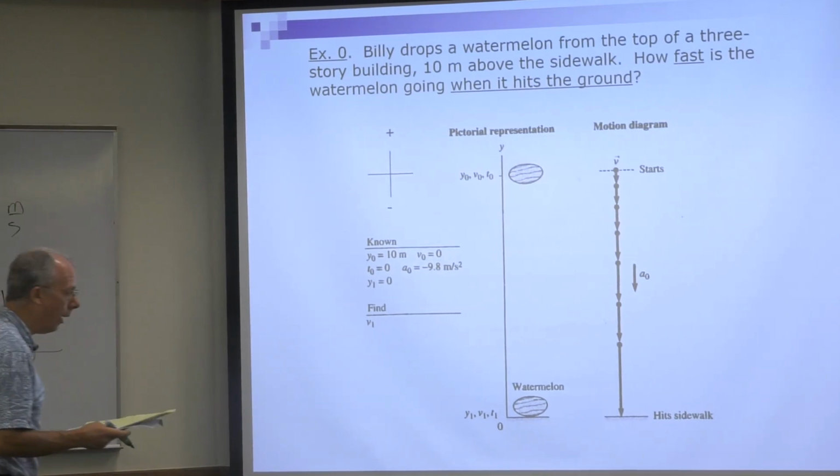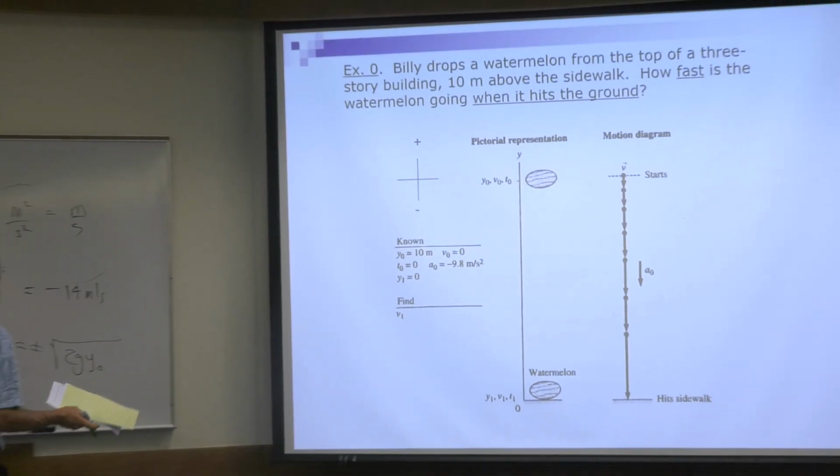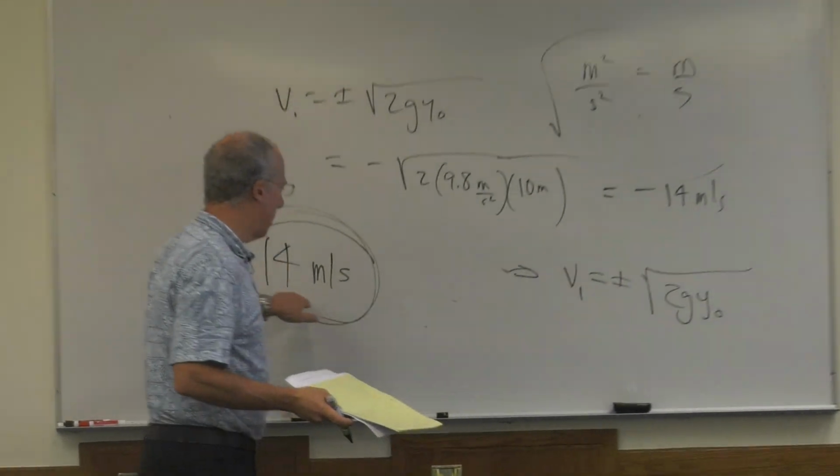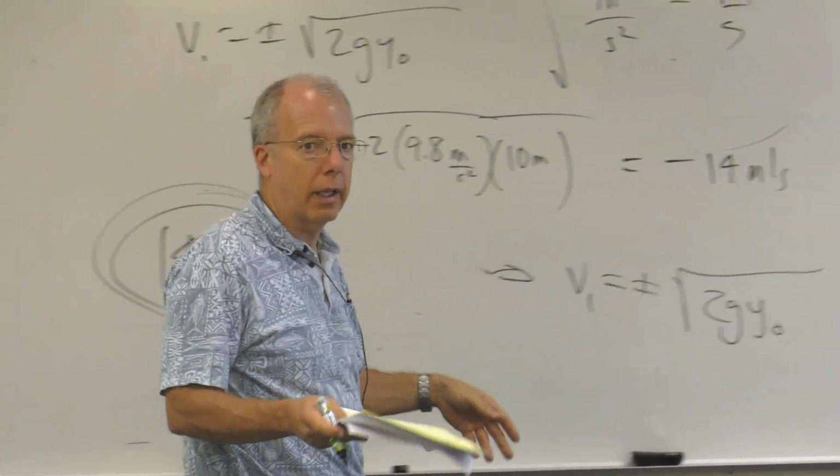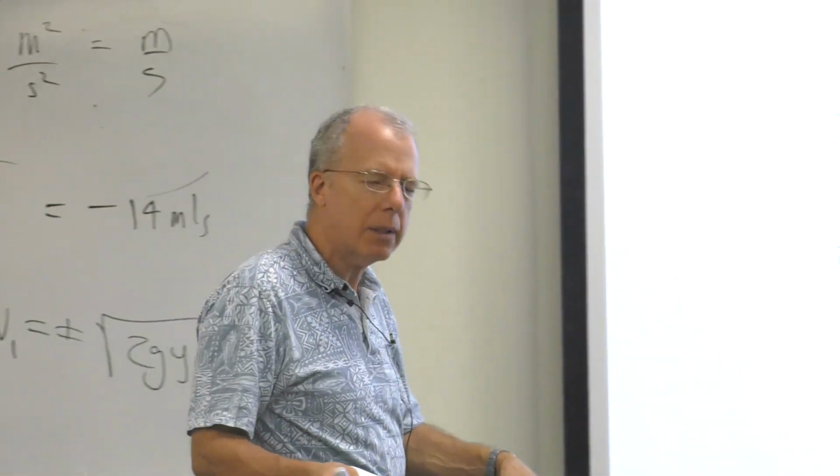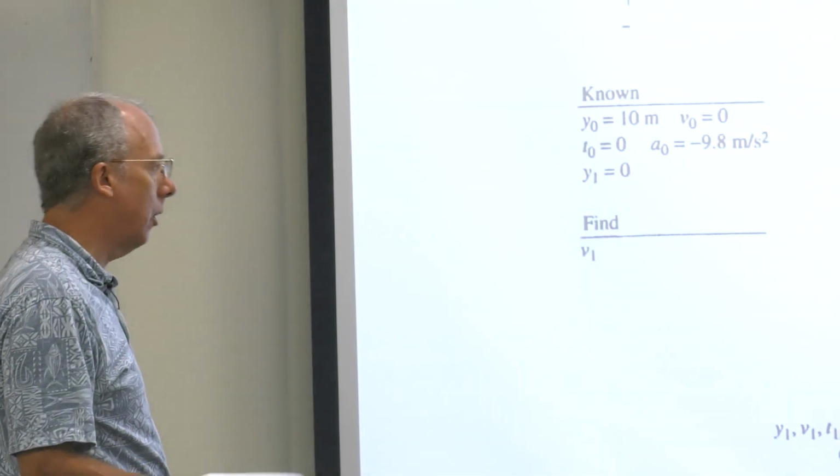Okay. Now we want to assess. Do we have the right units? Yeah. Does this number seem reasonable? Yeah. It's not like 1,000. It's not like 0.001. It seems reasonable, right? So we're good with it.